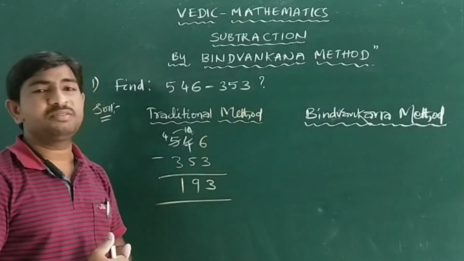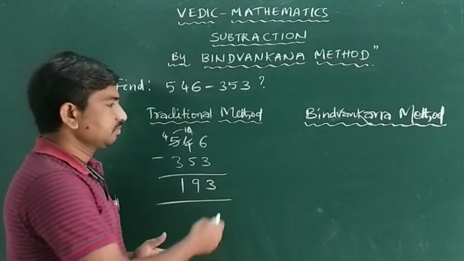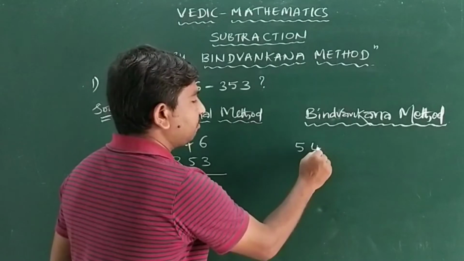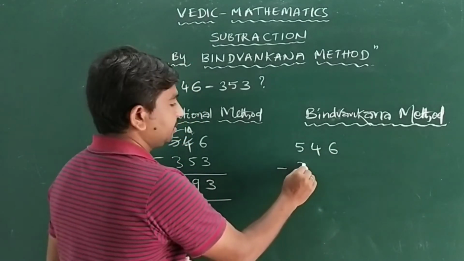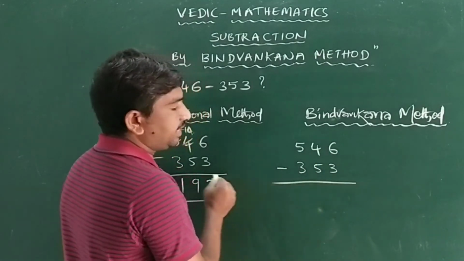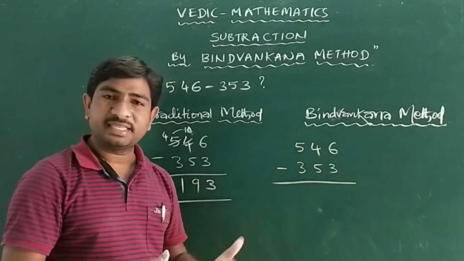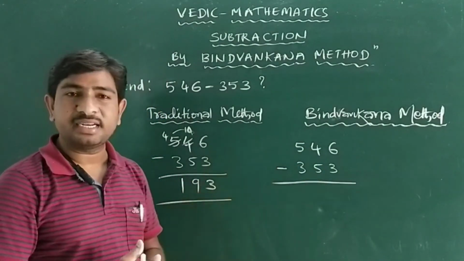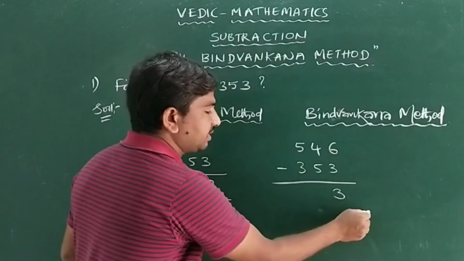Now this is how it will be in the Bindu-Ankara method. You write 546 minus 353. 6 minus 3 is very easy, the subtraction is possible now. We can write that as 6 minus 3.